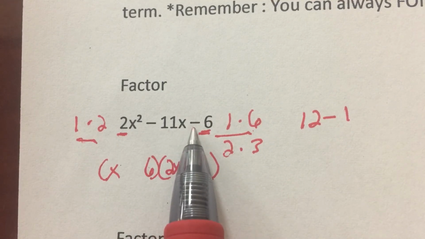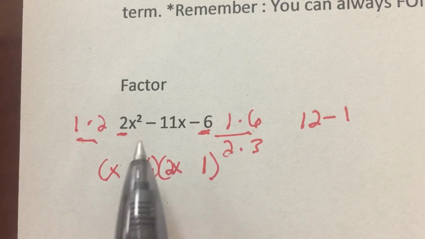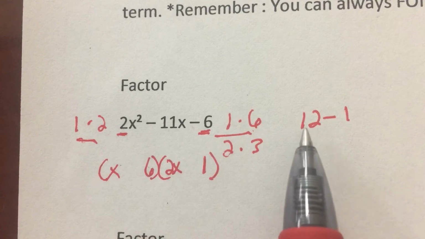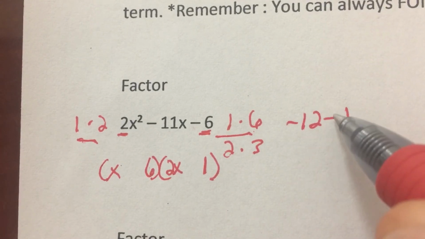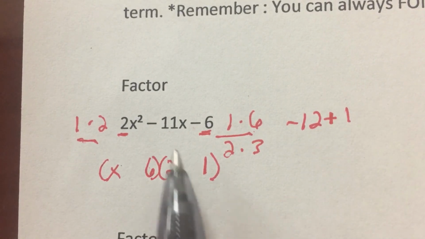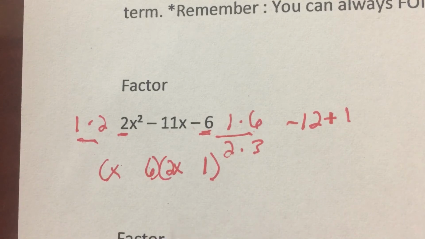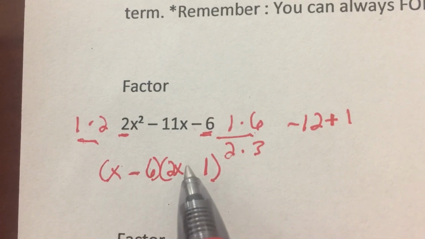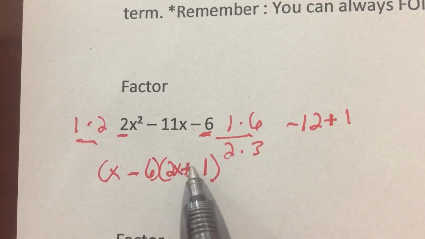Back sign is a negative, so they have to be different signs. The bigger number is going to get the sign in the middle. That's the 12. I need a negative 12 and a positive 1 in order to get negative 11. So I need to make this negative 6 and positive 1.